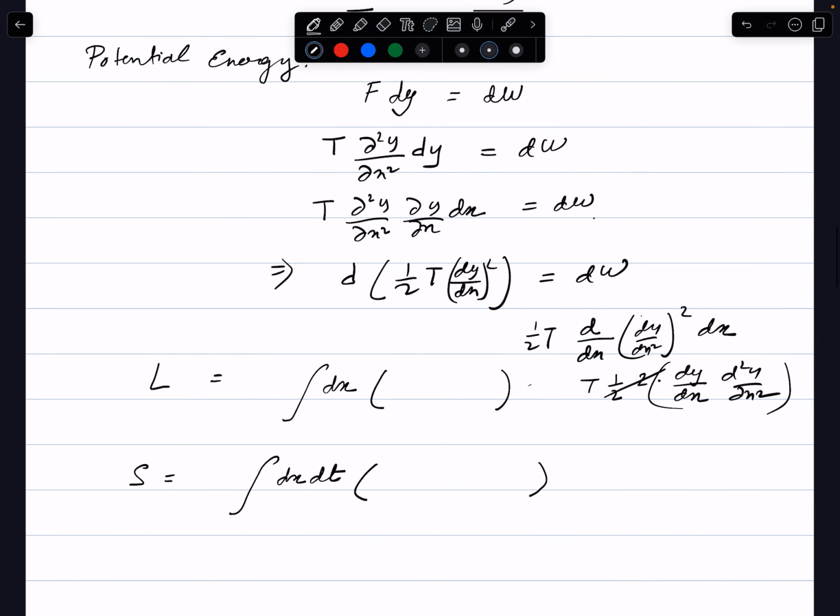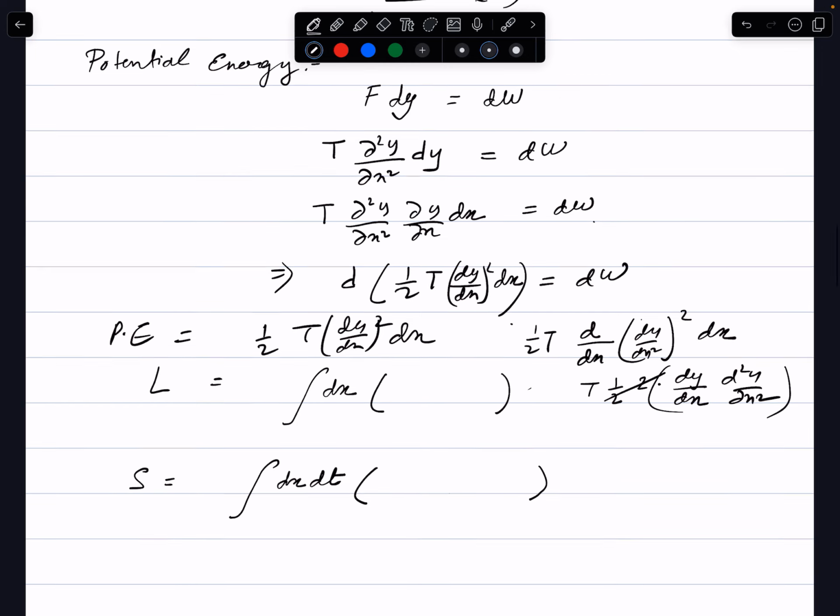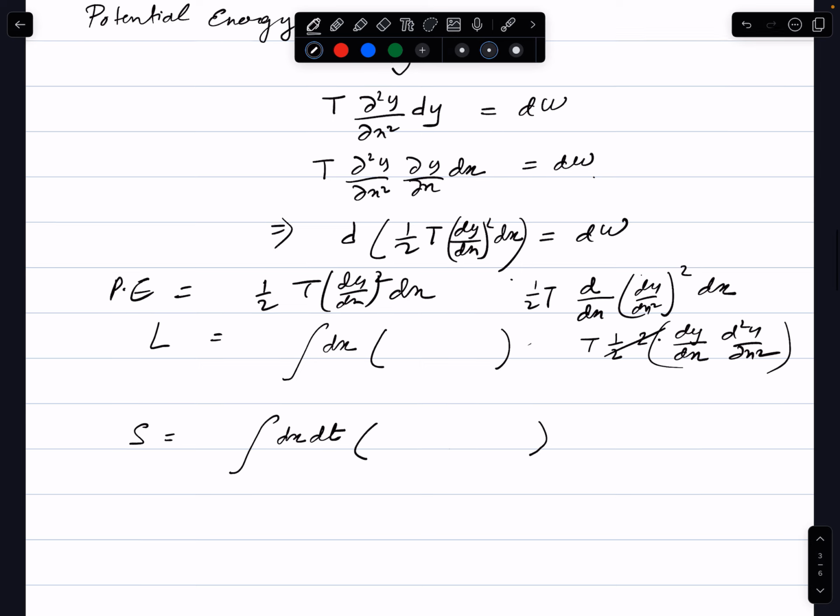So the potential energy is half T dy dx whole square, and the Lagrangian. So this is for an infinitesimal length. This is the kinetic and potential energy for an infinitesimal length. Sorry, there's a dx over here. Oh, my bad. There's a dx over here. Infinitesimal length. And then for the full length, I have to integrate over the full length of the string, and that gives me this.